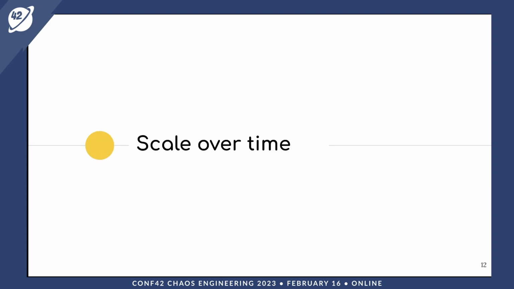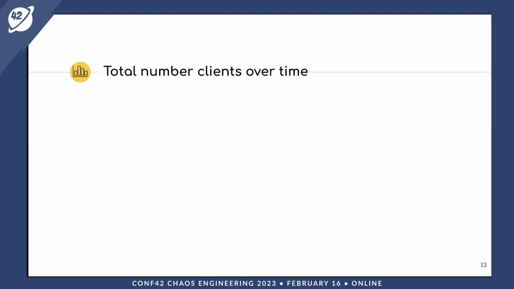Yeah, so let's talk about scale over time, which is important to understand the changes in the architecture that need to be done to support the new scale, right? So let's see how the number of clients, number of experiments, or the number of releases has changed over the course of time. Let's see the number of clients over time.